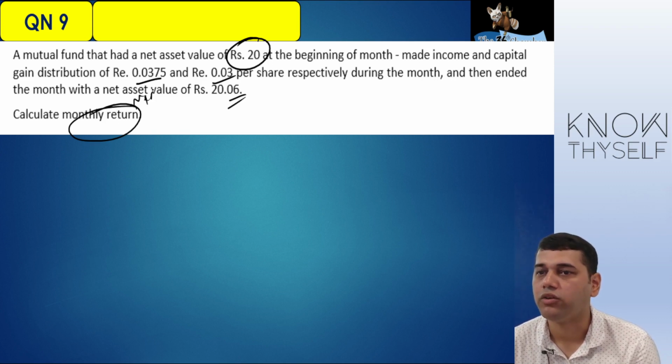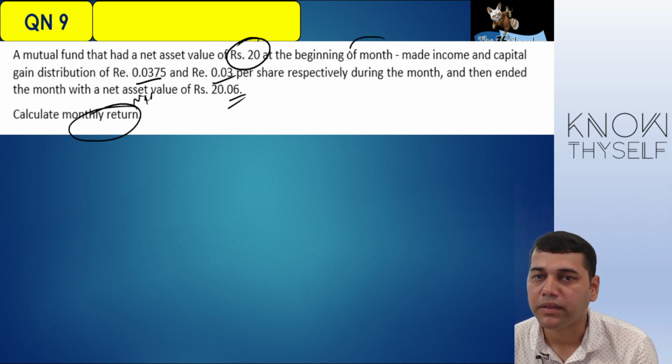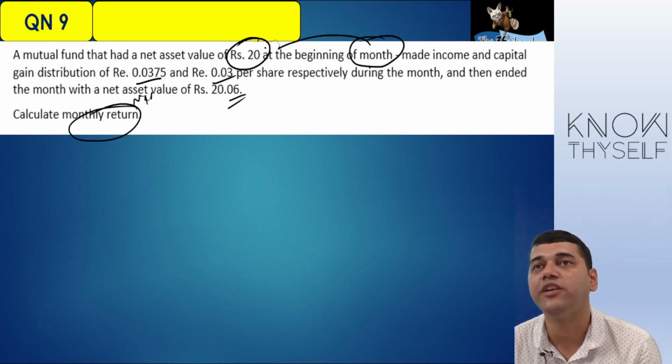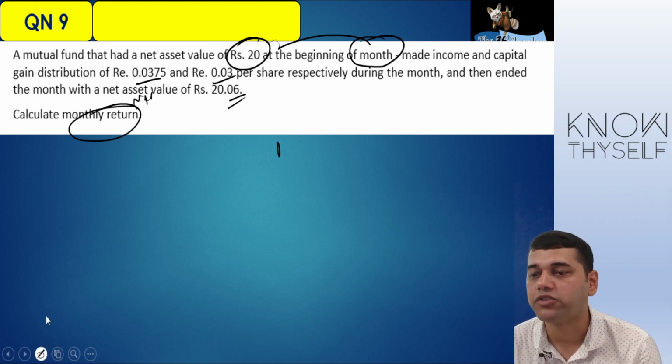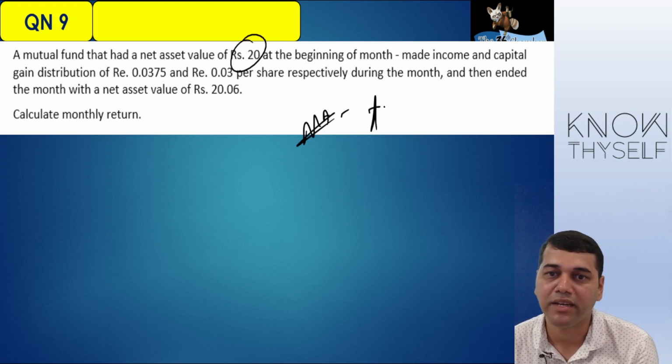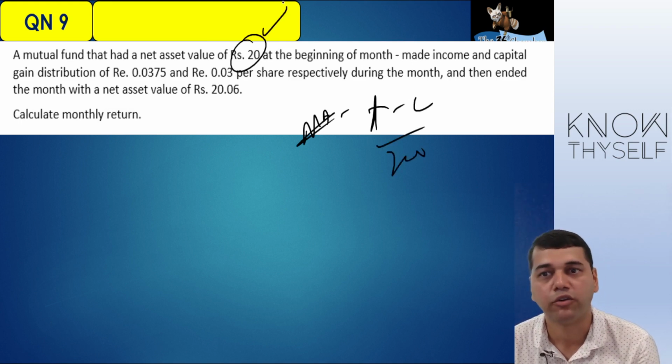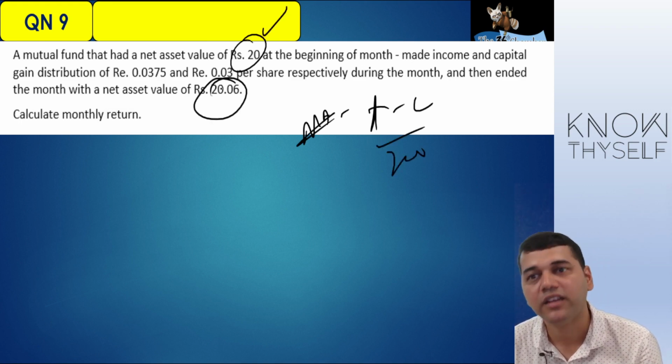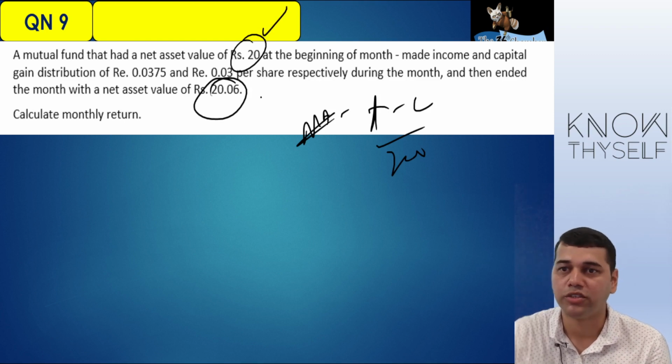This is a 1 month period. They have given you the NAV at the beginning of the month. How did you get this 20 rupees? Yes, at the beginning the NAV was 20. How did you get this 20? Net assets, that is assets minus liabilities, divided by units. You calculate. We already did this. At the end of the period, again we did all the mark to market calculation. We got this.